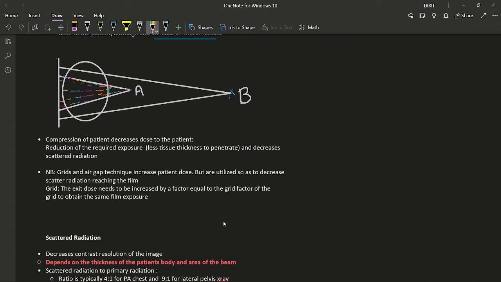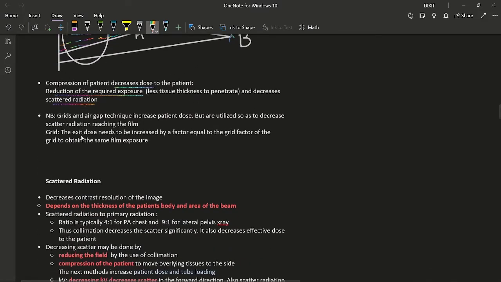Compression of the patient decreases dose to the patient. This is because of the tissue that is compressed. Now this is specifically in focus to mammography. Because the tissue is being compressed, there is thinner tissue to penetrate, and because of that there is a reduction of the required exposure factors. Also, because there is less tissue, there is less scatter radiation, and because of this we are able to use reduced exposure factors, and in that way we are able to decrease the dose to the patient.